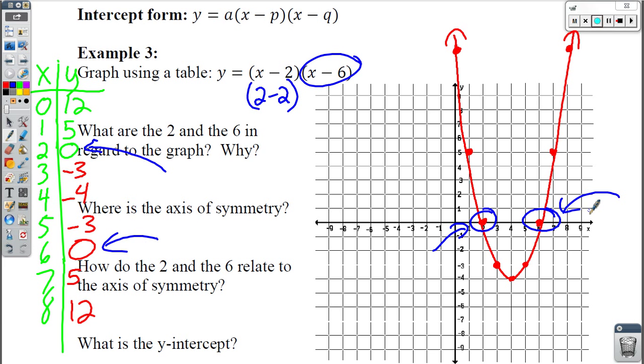Similarly, when we plug in 6, that makes this one 0, which gives us this point right here. And so this one's called intercept form, because just by looking at the equation, you can tell what the x-intercepts of the parabola are. So the 2 and 6 are the x-intercepts.